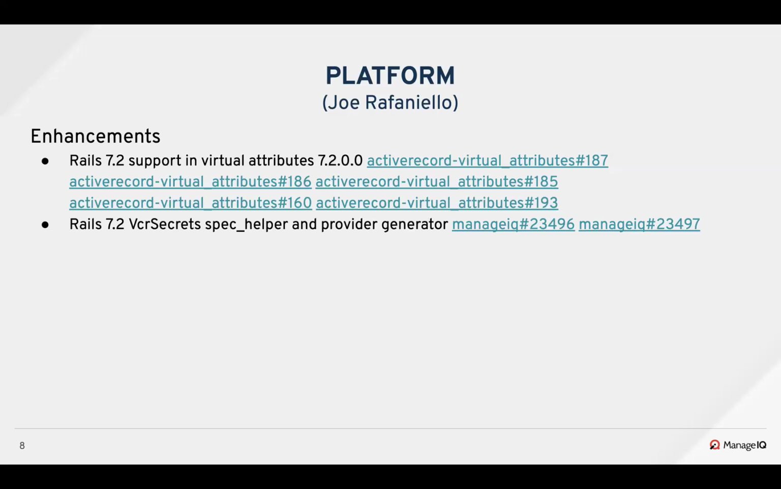And Jason enabled Rails 7 support in core by no longer using the removed Rails application secrets and instead set up a VCR secrets spec helper for use with local secrets and filtering in our VCR cassettes. This was used in a lot of the other providers, and he also updated it in the provider generator. Next slide.